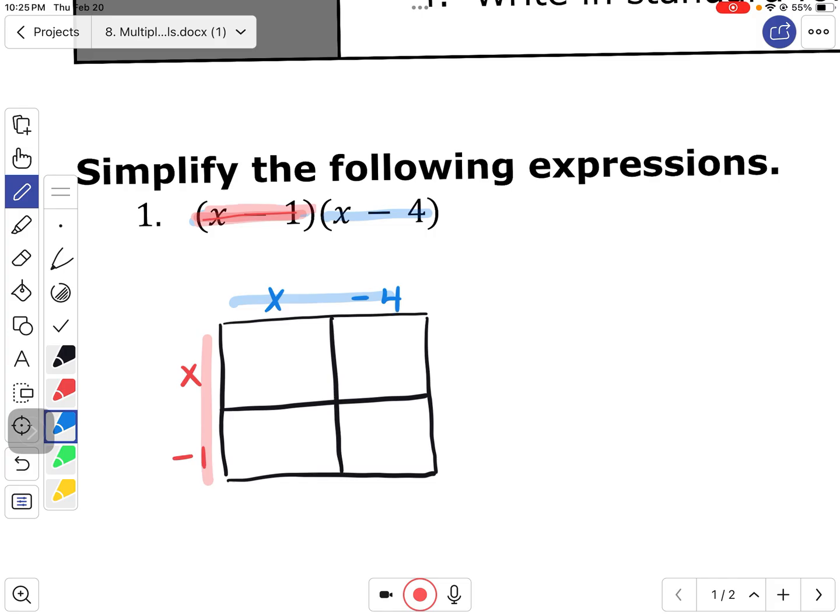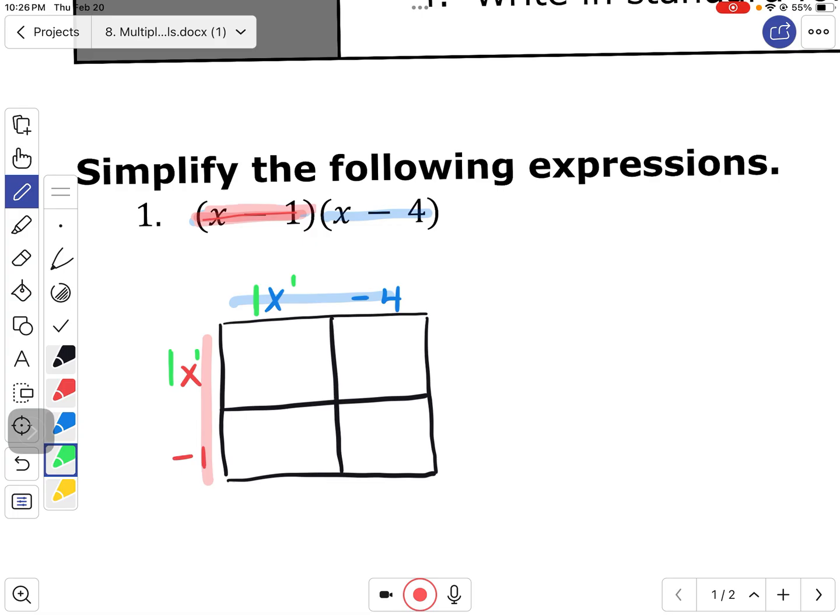Okay, and now we're going to multiply just like we multiplied before. If there's no coefficient, I'm going to add the coefficient. And if there's no power, I'm going to add the power. So I'm going to do this for both of those. We're going to multiply just like we did before. We're going to multiply our big numbers and add our little numbers.